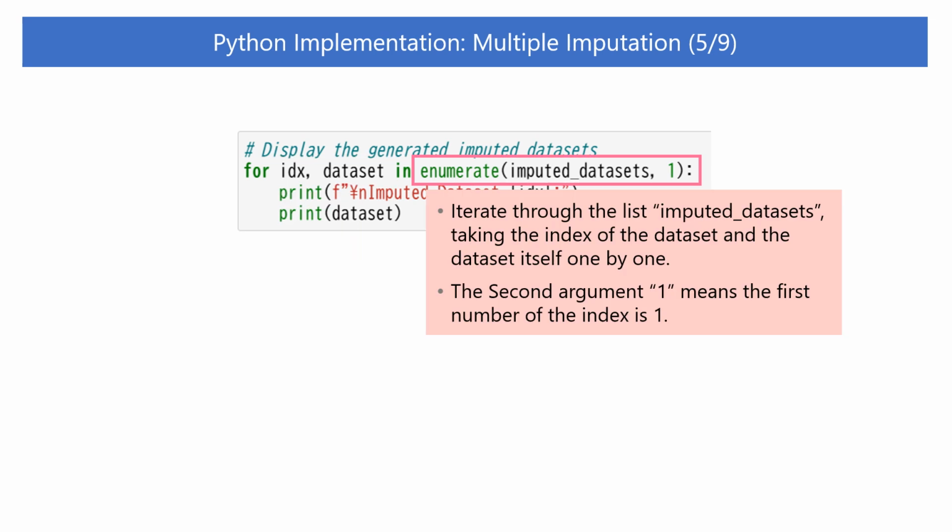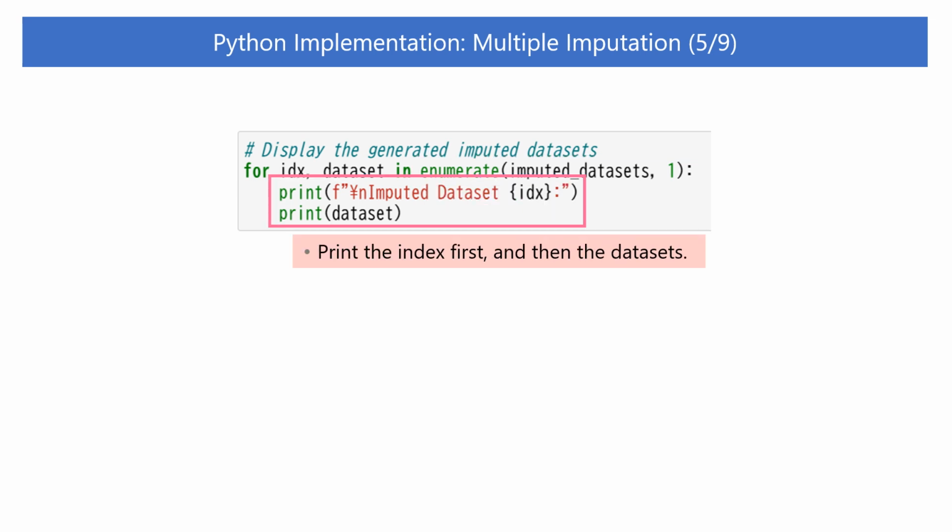Here, we use enumerate, and the first argument is the list imputed_datasets. This will iterate through the list imputed_datasets, taking the index of the dataset and the dataset itself one by one. The second argument of enumerate is 1. This means that the first number of the index is 1. In Python, the default first index number is 0, so we set it to 1 here. The next two lines print the index first, and then the datasets.